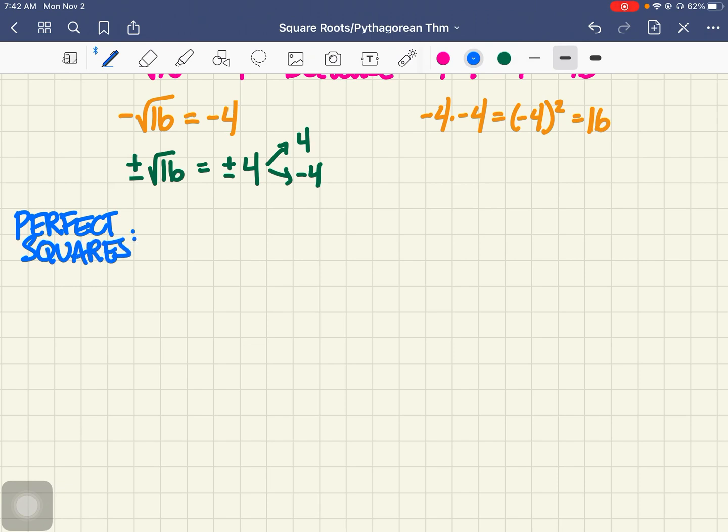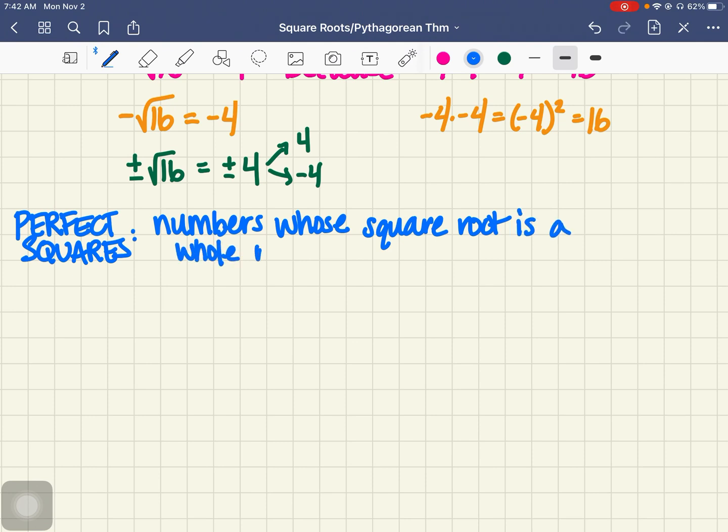Okay, perfect squares are numbers whose square root is a whole number. It means that I don't need any decimals or fractions. That's why we kind of like them today.